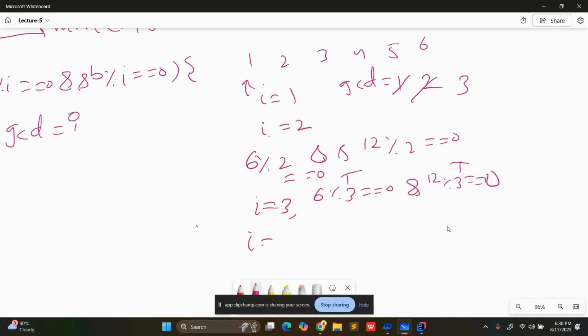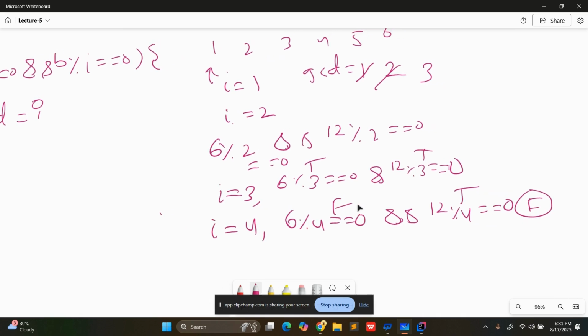So when you go for I is equal to 4, you can do 6 modulo 4 is equal to 0, and 12 modulo 4 is equal to 0. This one is false, but this is true. The complete statement is false. So 4 is not a common factor to both. 4 is a factor of 12, but it's not a factor of 6. So we are not going inside the if. We are failing this condition. So let's move to the next condition.